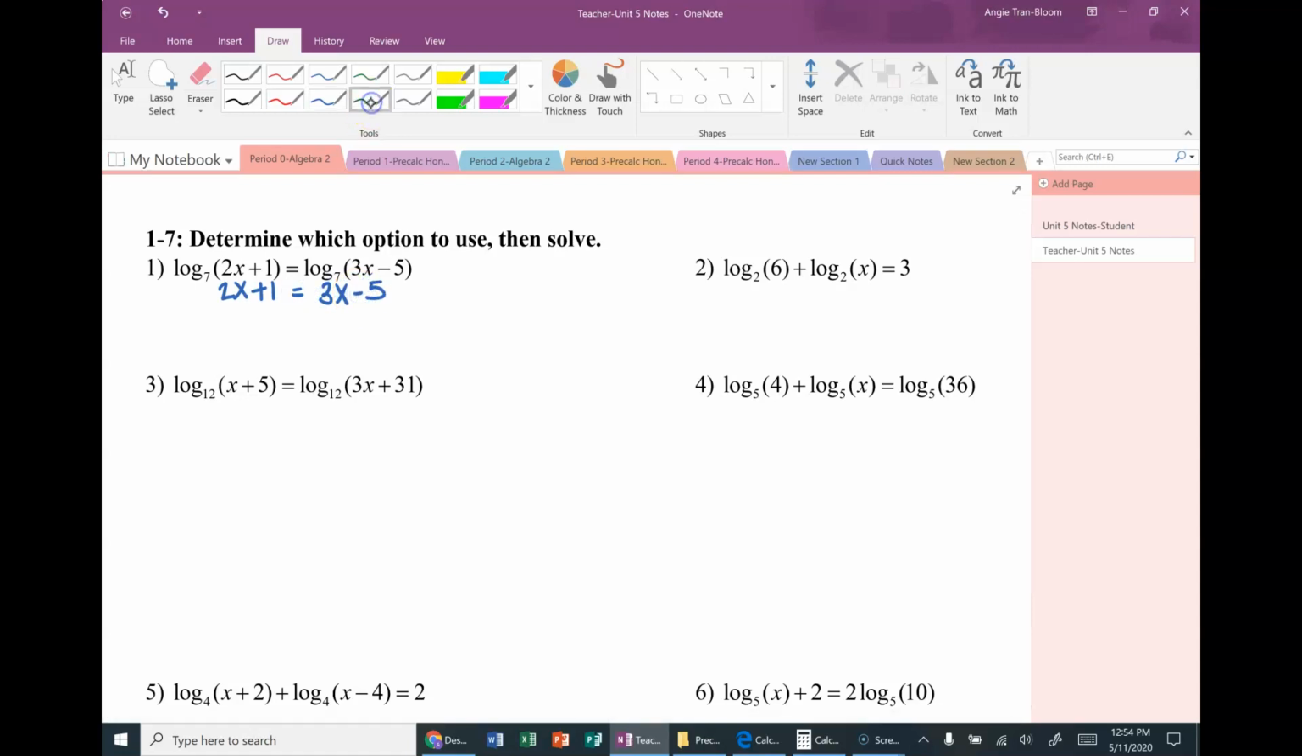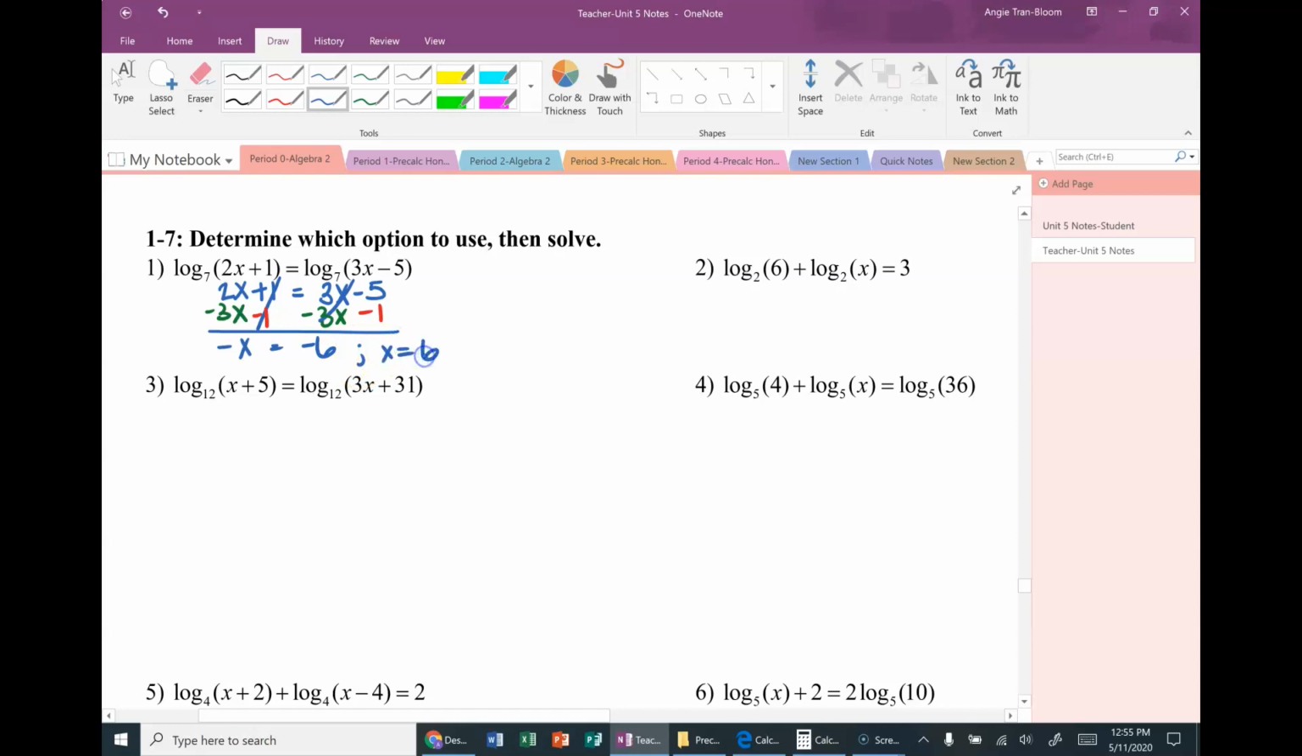And solve this regularly. Subtract 3x from both sides. At the same time, you can even subtract 1 from both sides. This will help us solve. Get rid of those. This is now negative x equals negative 6. X will come out to be a positive 6.